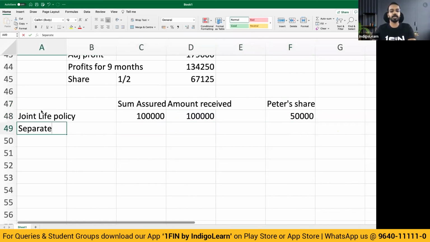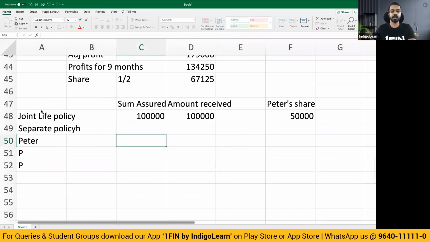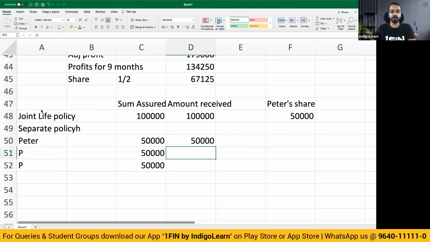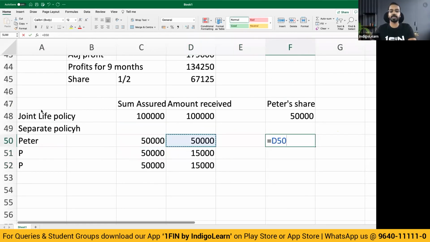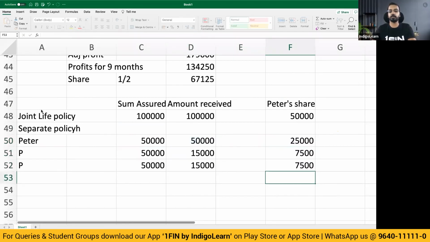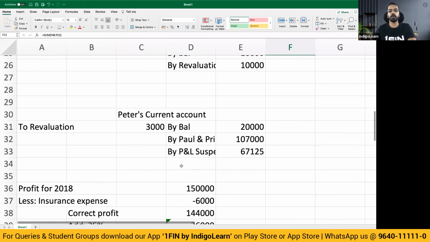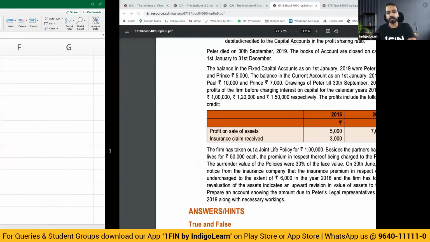Then separate policy, Peter and the other two partners, I don't remember the names, Paul and Prince maybe. Sum assured 50,000. Here you will receive the entire 50,000. Here you will receive only 50%. No, sorry, 30%. And here also you will receive 30%. Peter's share will be this divided by 2, divided by 2, divided by 2. The total of this is 90,000. So insurance claim, insurance proceeds, 90,000. Then I think they are given drawings also, if I recall it right.